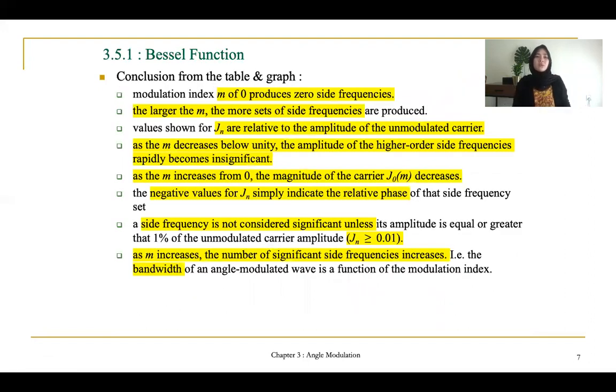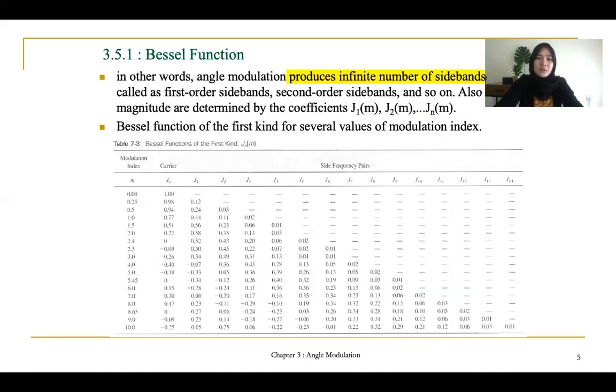So the conclusion from the table and the graph is that for m equals 0, modulation index equals 0, it will produce 0 side frequency. Look here: when m equals 0, you only have the carrier component J0 equals 1, and you don't have J1, you don't have J2, and so on. Meaning you don't have any sidebands.